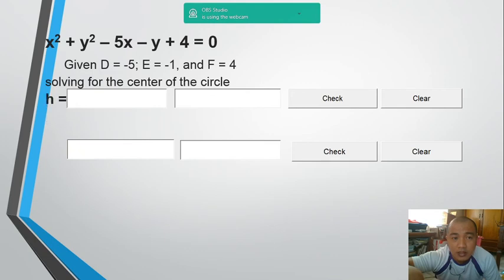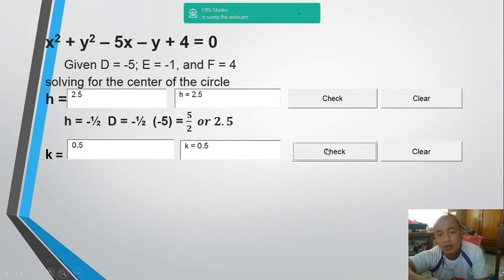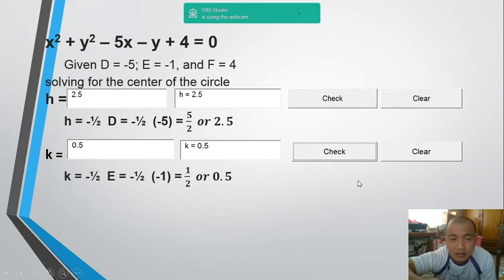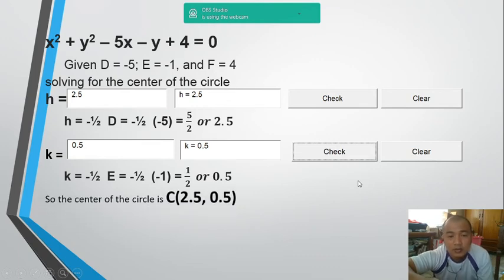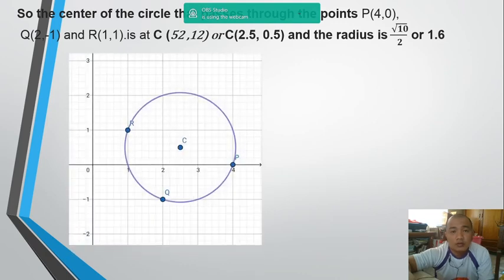How about the center? Okay, alam na natin ang center. Divide yung D by -2. That means 2.5 or 5 halves. Right? How about k? Divide -1 by -2. That means 1 half, 0.5. So, the center is at 2.5, 0.5, or 5 halves, 1 half. Ayun, radius is square root of 10 over 2 or 1.6 and the center is 2.5, 0.5.